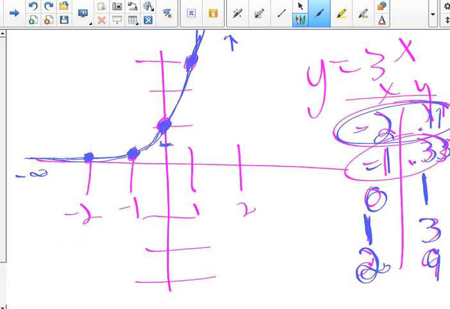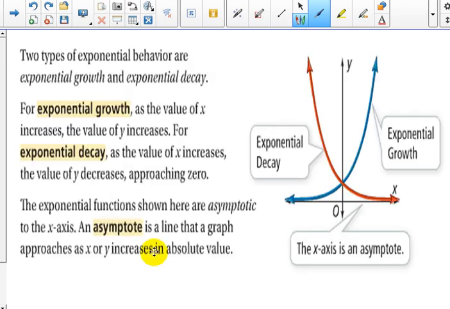Okay? So make sure you've got your table filled in and you've got your graph. Those are each 2 points for today's homework. Okay? Moving along.